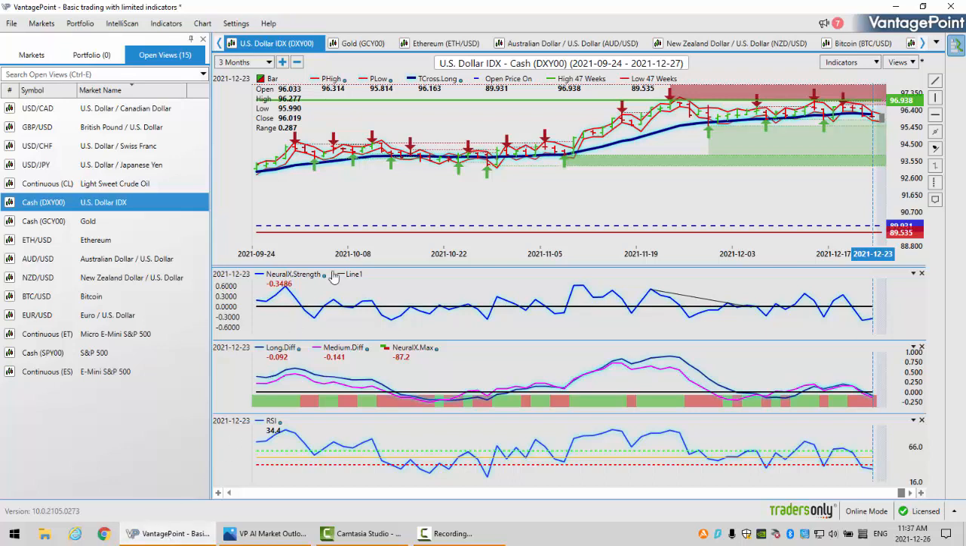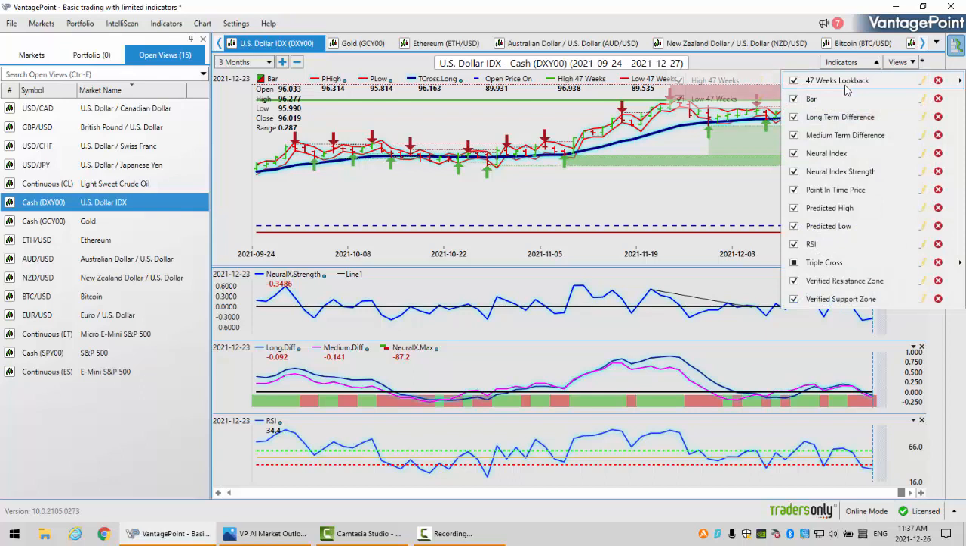Now, the main indicators we're going to be using in this week's presentation: we're going to be looking at a 47-week look back. We're using bars, not candles, our predicted short, medium, and long-term differences, our neural index strength, our point in time, which is now set at the yearly opening price, so we can see where we're finishing the year to determine what's really bullish and what's really bearish.